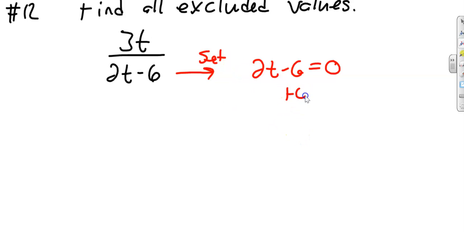Okay, so for this one, add 6 to both sides. And then divide by the 2.